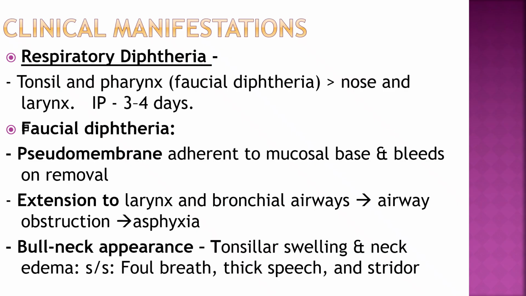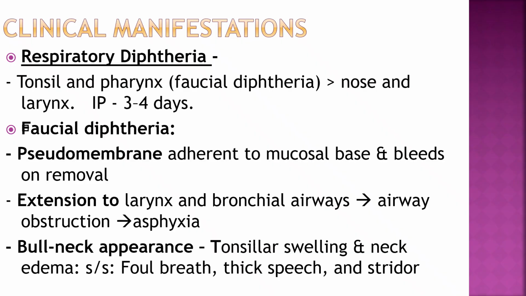Then in clinical manifestations, the most common is faucial, and in that respiratory diphtheria is there. Tonsil and pharynx are involved, and then nose and larynx are common sites. Incubation period is 3 to 4 days. In faucial diphtheria, the pseudomembrane is adherent to the mucosal base and bleeds on removal. It extends to the larynx and bronchial airways, and therefore causes bronchial obstruction and may cause asphyxia. There is a bull neck appearance. The tonsillar swelling and neck edema cause the bull neck appearance in the patient, and the symptoms are foul breath, thick speech and stridor.